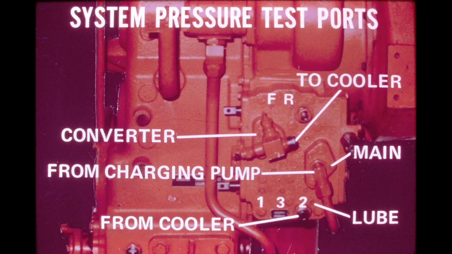The location of the test ports used to check directional and range clutch pack apply pressures is also shown in the photo. Pressures are taken by removing the appropriate Allen plug and inserting the gauge hose with an elbow fitting. Tests are taken with the engine at high idle and with converter oil at operating temperature. The parking brake must be engaged and the safety bar must be in the lock position.